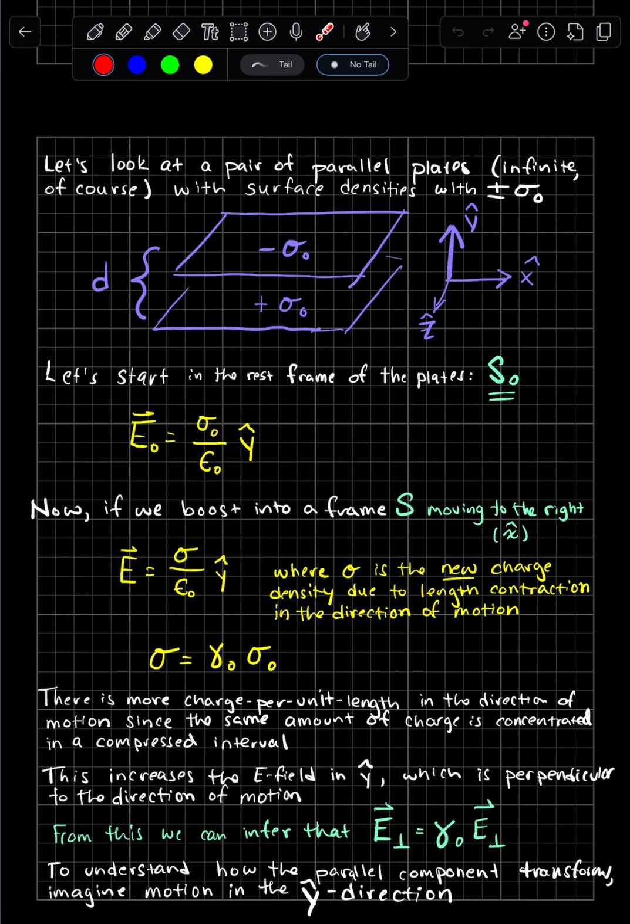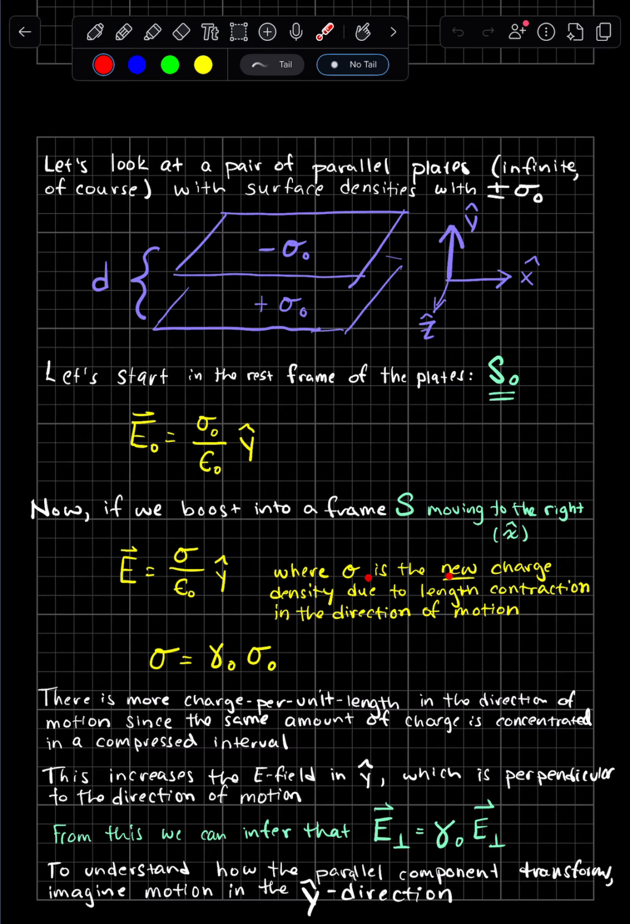Well, if we're moving, then there's going to be length contraction in the direction that we're moving, which means that a given length of these plates is going to be smaller, which means that there's more charge per unit length in these plates. And so this sigma here is actually going to be higher than in the stationary case, which means we're going to actually be experiencing a higher E field. And the relationship is the new sigma is equal to the old sigma times gamma.